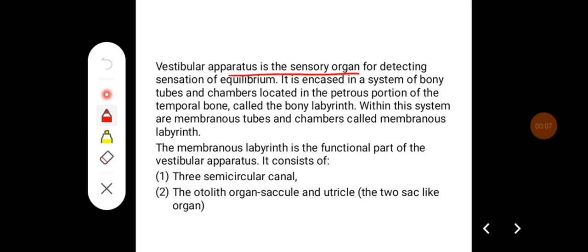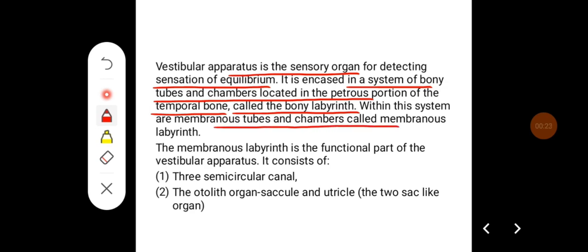Vestibular apparatus is a sensory organ for detecting sensation of equilibrium. It is encased in a system of bony tubes and chambers located in the petrous part of the temporal bone, which is called the bony labyrinth. Within this system are membranous tubes and chambers, which are called the membranous labyrinth.